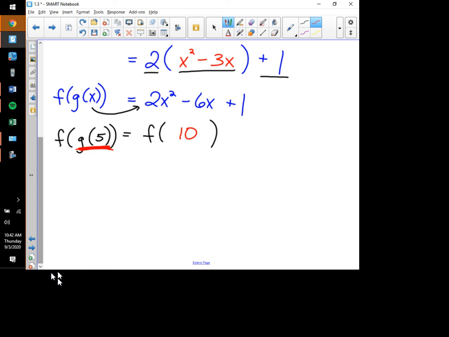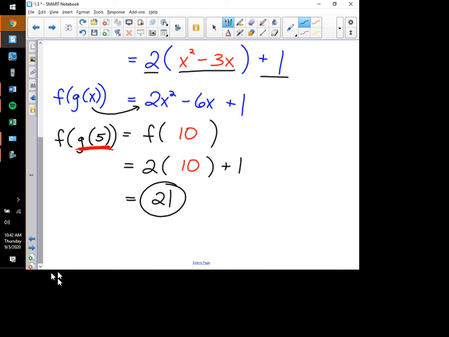And once more, everybody, f is telling us to take 2 times your input plus 1. So this is 2 times something plus 1. And this time, that something is 10. And 2 times 10 is 20, plus a 1 is 21. Now, what does that prove?